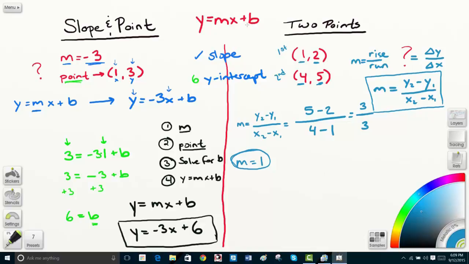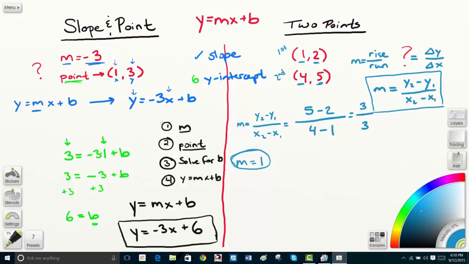Well, good news for us is that, think about our first example. How do we find the b? Well, we had a slope. We put it into the equation. We had a point. We put that into the equation. That left us with an equation for b, and we were able to solve and figure out what the y-intercept was using the slope and the point as our information. Well, do we have that same information over here in our 2 points example? We didn't when we started, but we do now.